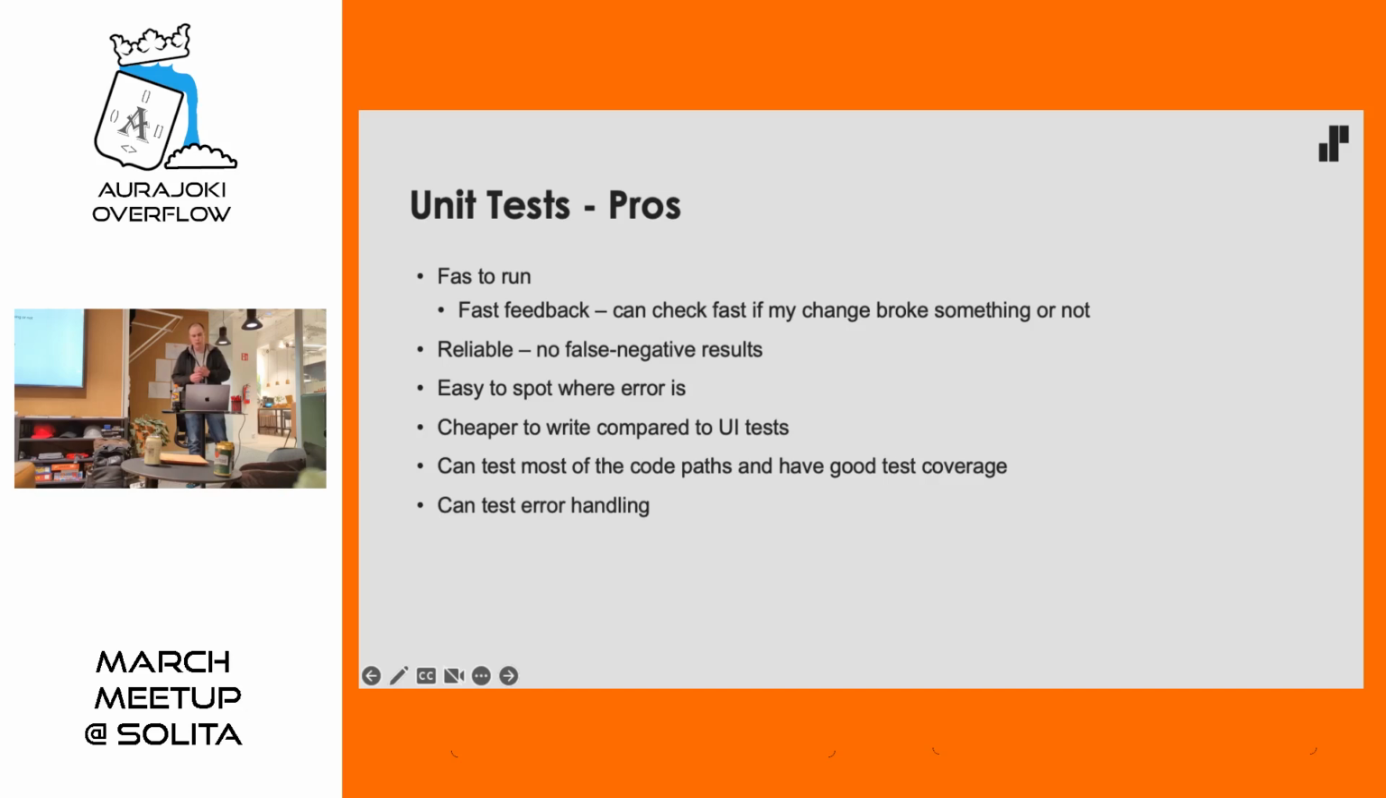But what about unit tests then? The pros: they are fast to run, and I have a typo there, but no problems. So the feedback cycle is really fast. As we saw in the previous presentation, you type something, run the test, and almost instantly you have the feedback if something is broken or not.